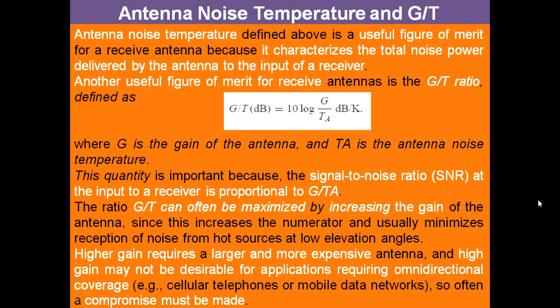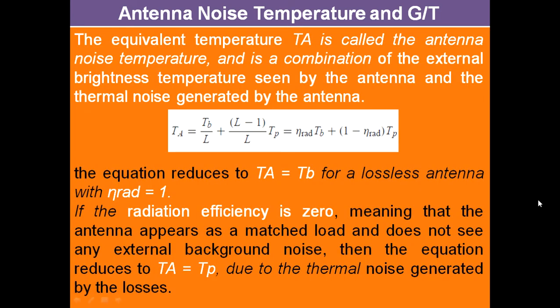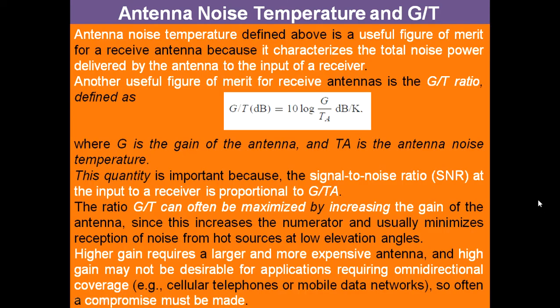In the last lecture, we have seen the different characteristics of the antenna in order to study its performance. Today we are going to continue with the characteristic called gain versus temperature. We already know what antenna noise temperature is, which is given by this formula. This is the formula for the antenna temperature, which has two components. One is the brightness temperature, and it is also due to the background temperature.